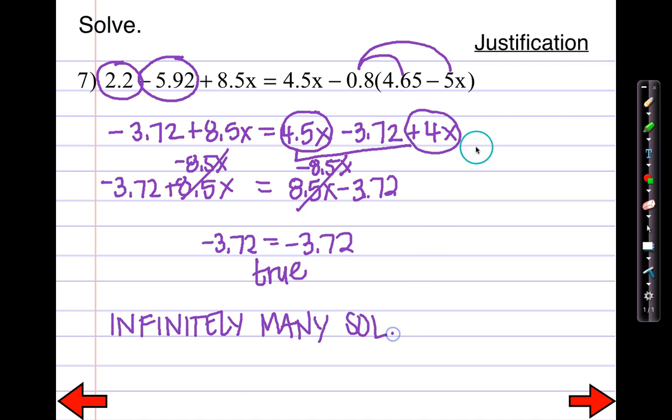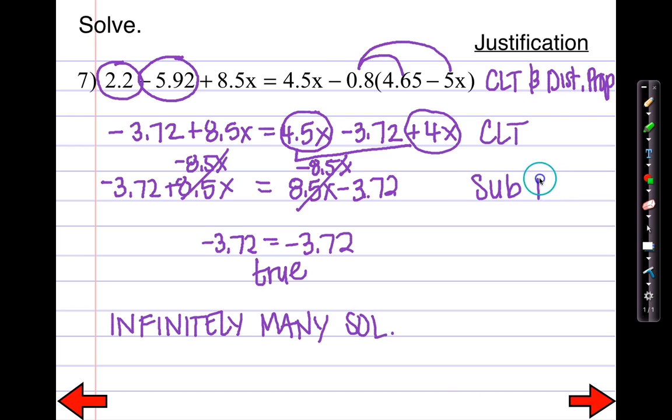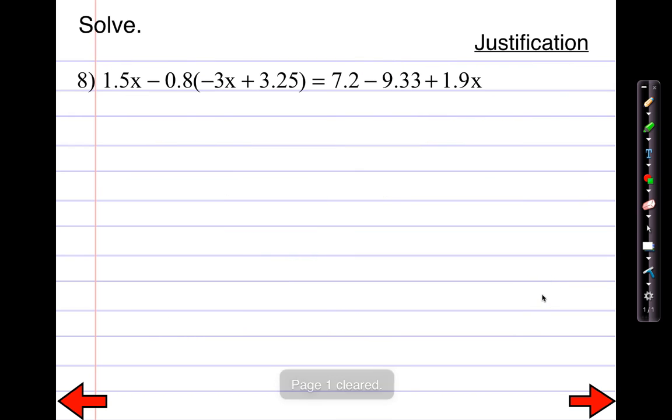But again, let's backtrack and justify every single step we did. Here, I did two things. I technically combined like terms and used the distributive property. So I'm going to put combine like terms, and I use the distributive property. Okay, what did I do here? Well, at this stage, I just combined like terms. Here, I subtracted from both sides, so that was utilizing the subtraction property of equality. And that was it. Okay, so now for the final test, go ahead and try number 8 by yourself.